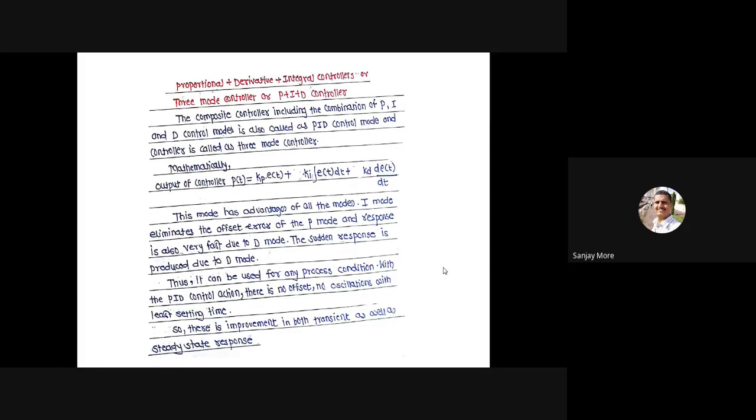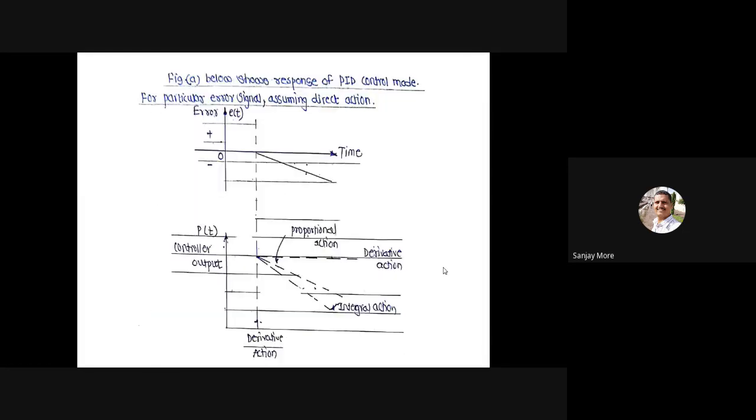So there is improvement in both transient as well as steady state response. So here draw these two graphs: error versus time, and control output versus derivative action. Okay. Draw these two graphs.